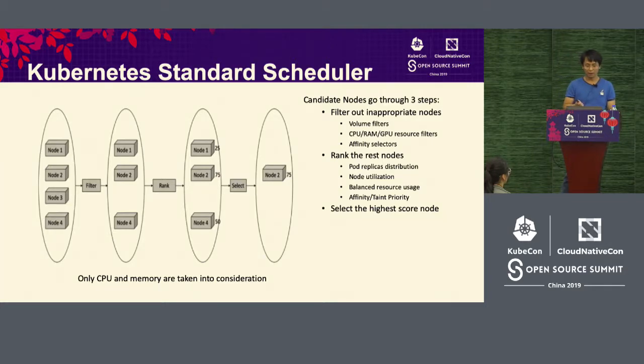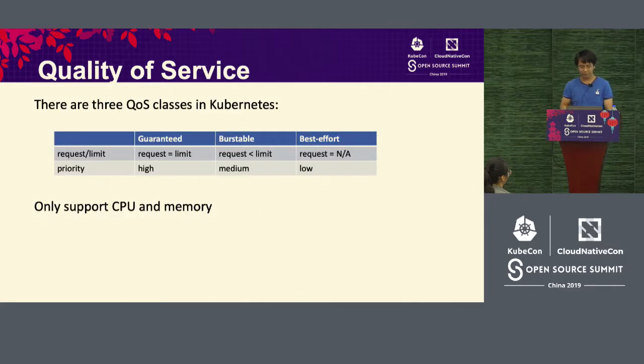The second step is that the remaining nodes will be scored and ranked. There are several rules to follow. The first one is the node replica distribution, whether it's even or not. Another ranking principle is the utilization of the node, and we also need to check whether the resource usage is balanced or not. Another ranking principle is affinity and tenant priority. Then the highest ranking node will be selected, and the pod will be deployed on that.